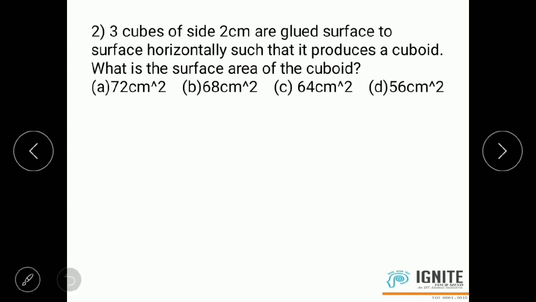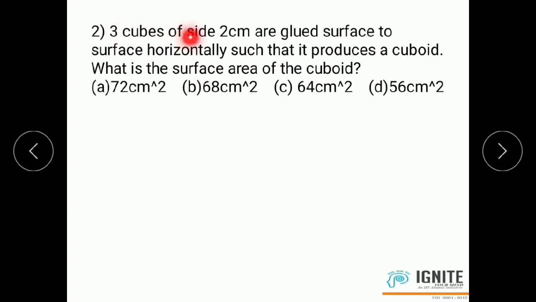Next question. 3 cubes of side 2 cm are glued surface to surface horizontally such that it produces a cuboid. What is the surface area of the cuboid?